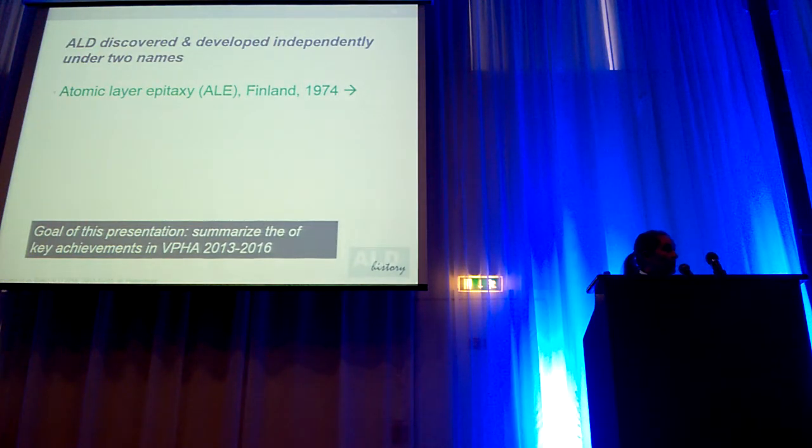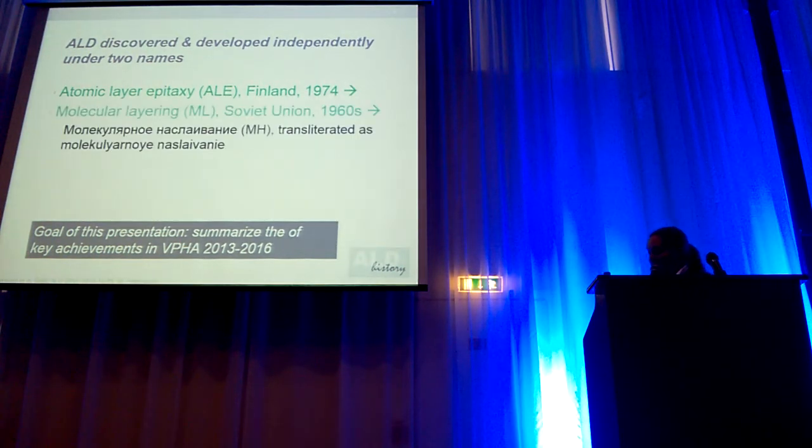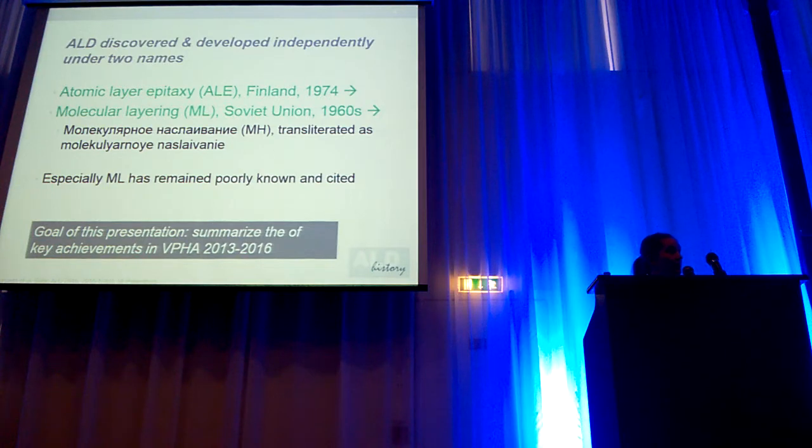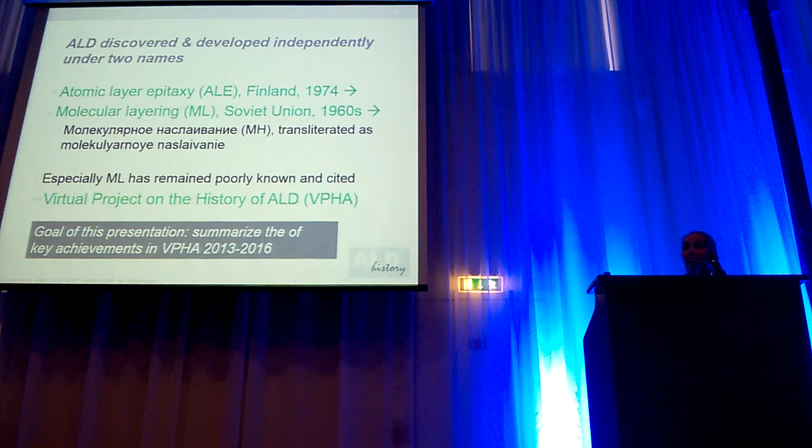ALD has been discovered twice, under different names. Atomic layer epitaxy in Finland in 1974, the patent was filed, and as you already heard, it has also been invented or developed, discovered here in St. Petersburg under the name molecular layering, in the 1960s. Especially molecular layering has remained poorly known and cited. And that is the basic reason why we have started a virtual project on the history of ALD to explore the early days of ALD, to collect information, to understand what has happened.